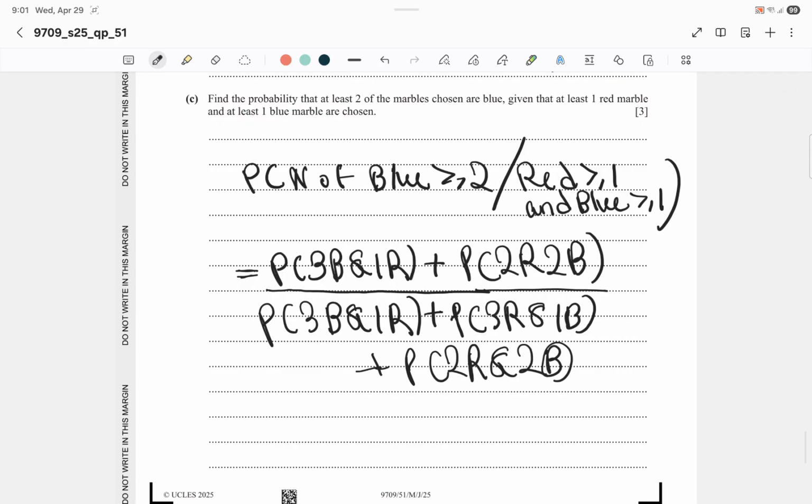Given that at least 1 red marble and at least 1 blue marble are chosen, that means there can be 3 blue 1 red, or 3 red 1 blue, or 2 red 2 blue. Basically the combination between this is given in here.